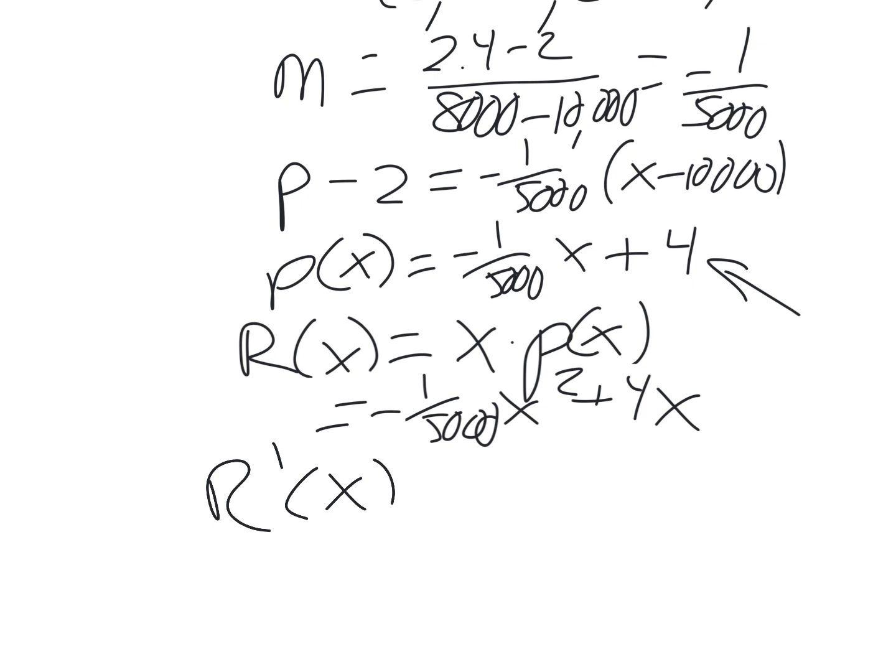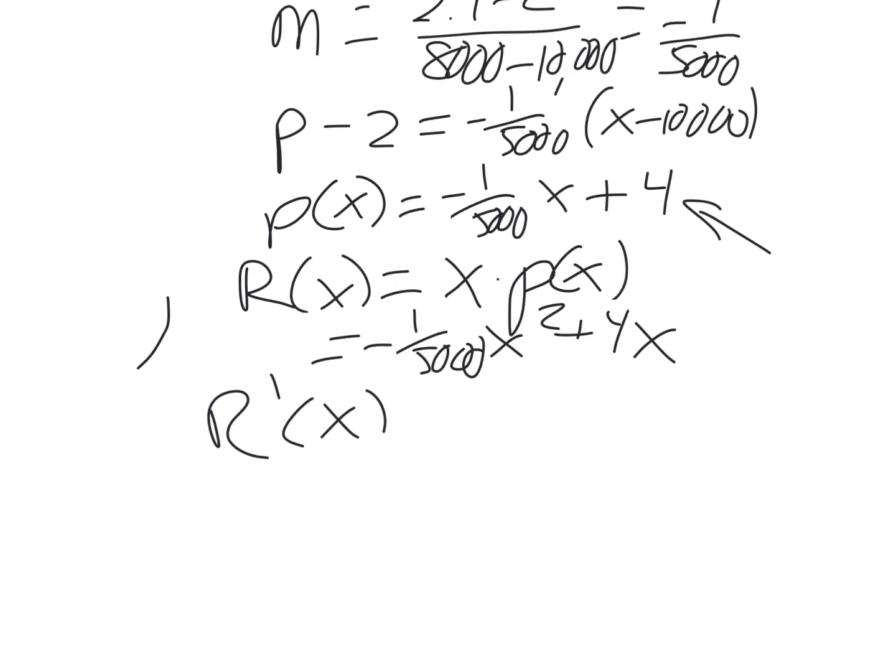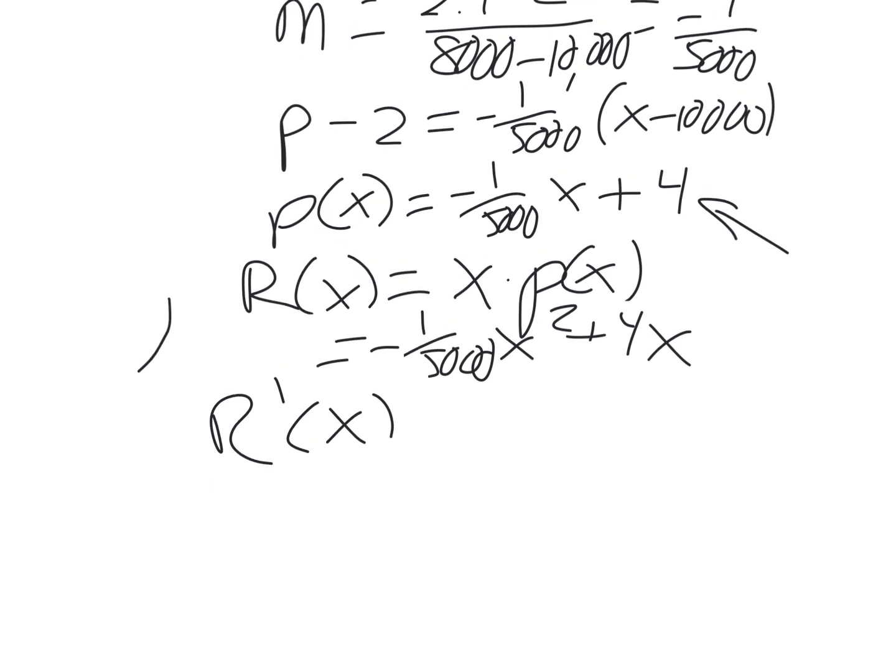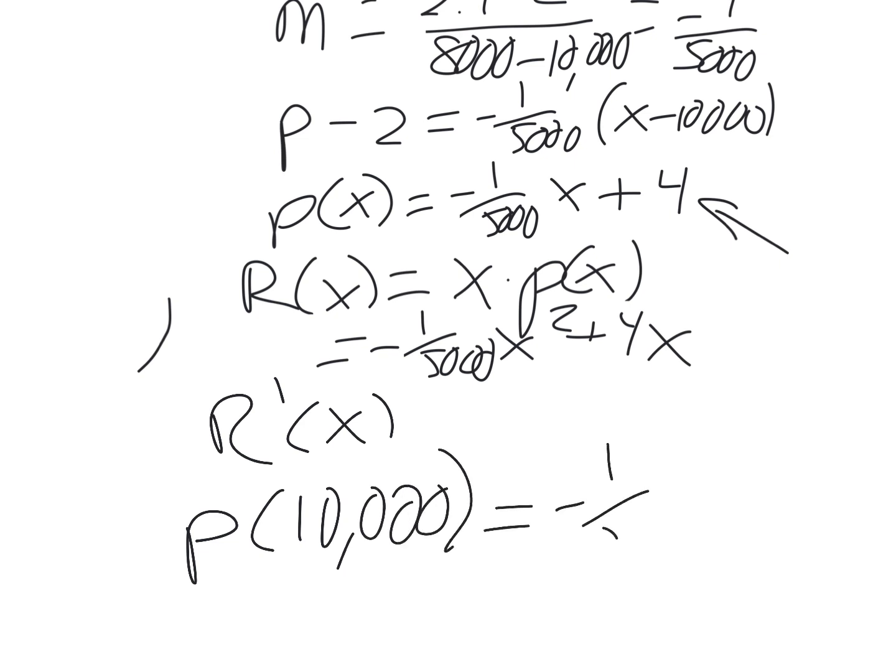And then it's asking for the price that maximizes. So once I get that X equals 10,000 is a max, I just plug it back into the price function. So P of 10,000 is negative 1 over 5,000 times 10,000 plus 4. That would be negative 2 plus 4, or $2. So that was part A.